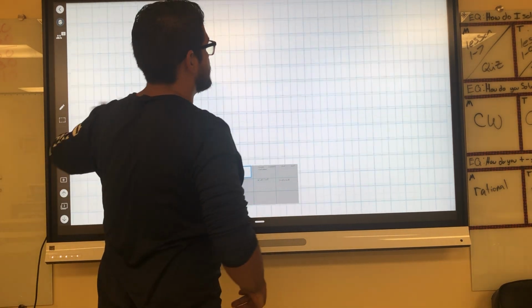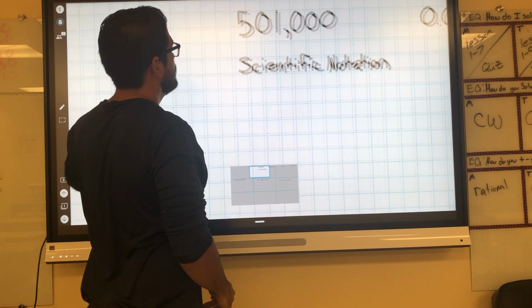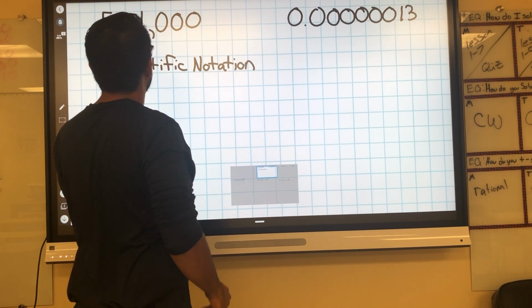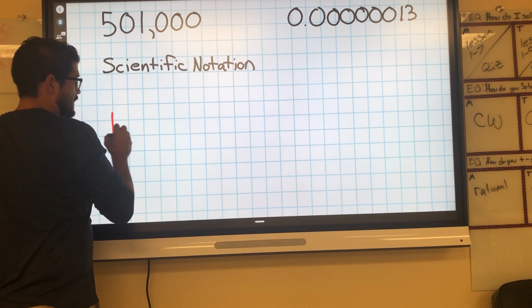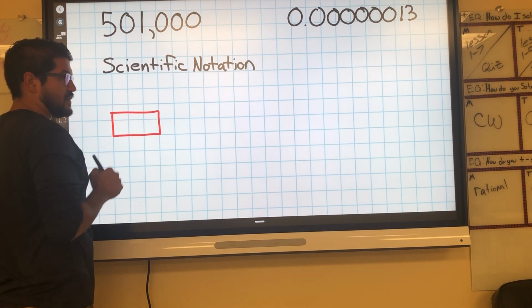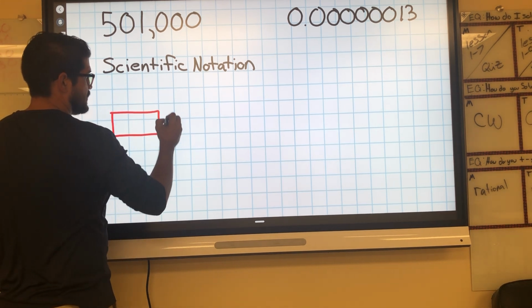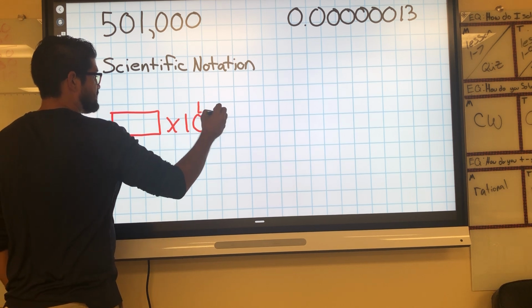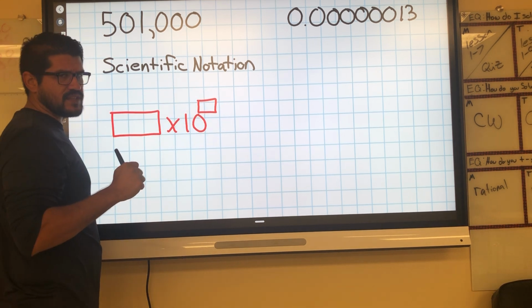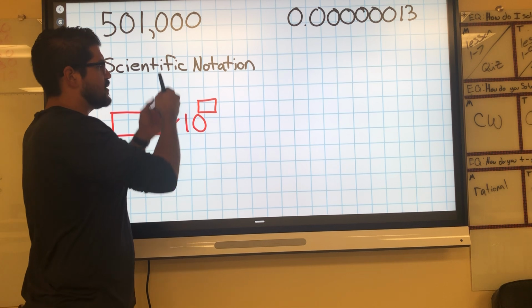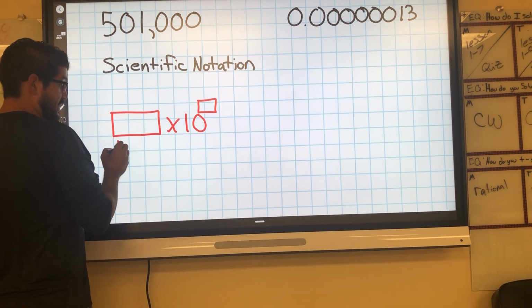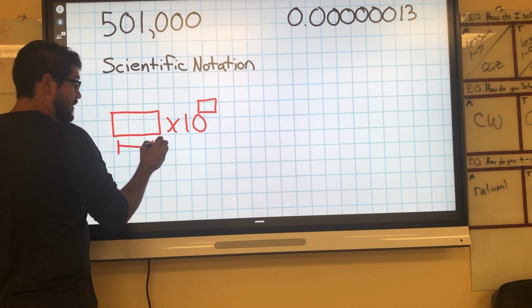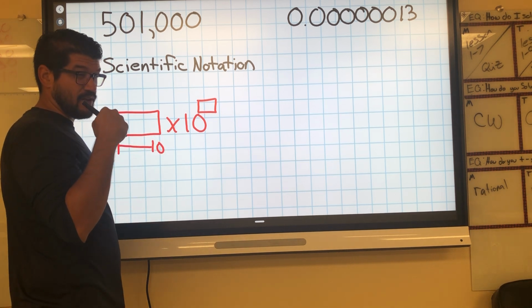All right, next board over here, scientific notation. So scientific notation, the number in that first space when you're writing it, times 10 to the power. So scientific notation looks like this. A number times 10 to the power of something else. Now this number can be 1 and then go all the way up to 10, but it can't be 10.